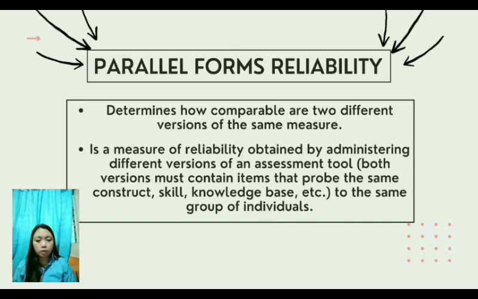Now, let us proceed to the second method of calculating reliability of an instrument. The next one is the parallel forms reliability. The parallel forms reliability determines how comparable two different versions of the same measure are. It is a measure of reliability obtained by administering different versions of an assessment tool. Both of these versions must contain items that probe the same construct, skill, knowledge base, etc., to the same group of individuals.